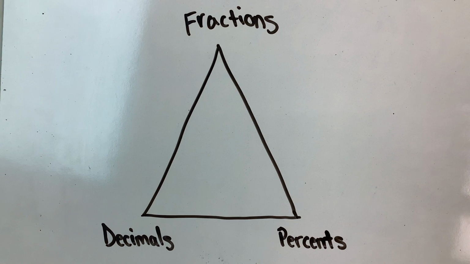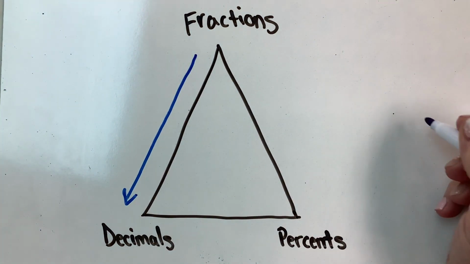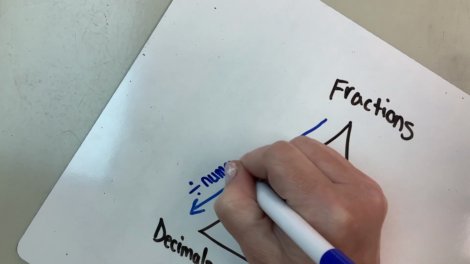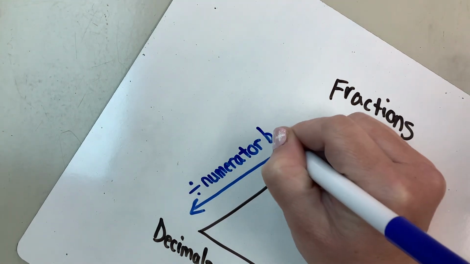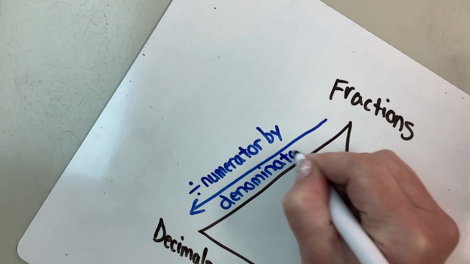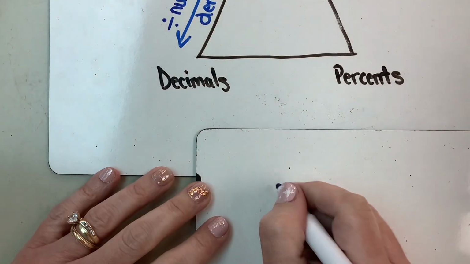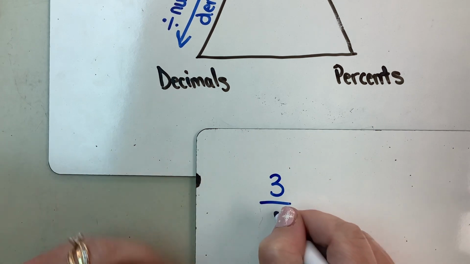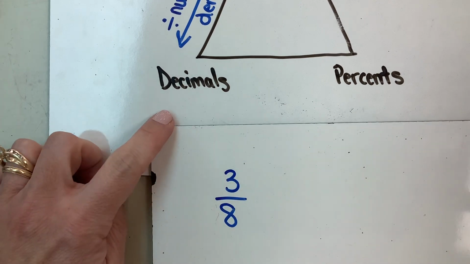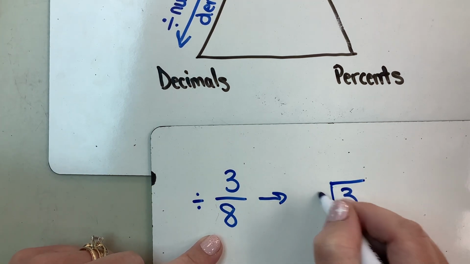When we move, if we were given a fraction, we can turn that fraction into a decimal. And the way we do that is we are going to divide the numerator, which is our top number, by our denominator. Now, what that means is if we have something such as 3/8, when we have a fraction and we want to move to a decimal, we are going to take 3 divided by 8. So the 8 is our divisor.